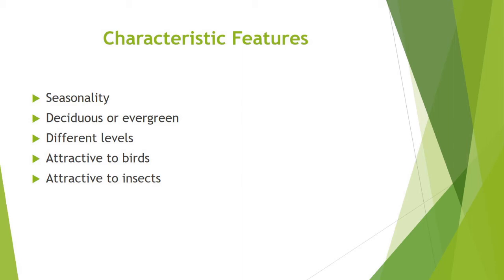Different levels. Some forest ecosystems, such as rainforest, feature several levels, such as forest floor, the lower canopy, the upper canopy, and the tree tops. Attractive to birds. Many bird species nest in tree tops, and this makes forest ecosystems attractive to birds. Attractive to insects. Many insects live in tree bark, leaf mulch, or flowers, and as such, they find forest ecosystems very attractive places to make their homes.